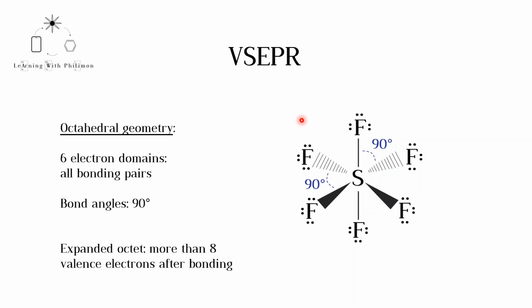There are 6 electron domains around sulfur. All of them are bonding pairs. Note that sulfur has 12 valence electrons after bonding. This is called an expanded octet, when an atom has more than 8 valence electrons after bonding. Elements in period 3 and above are able to have expanded octets as the electrons can occupy their d orbitals.